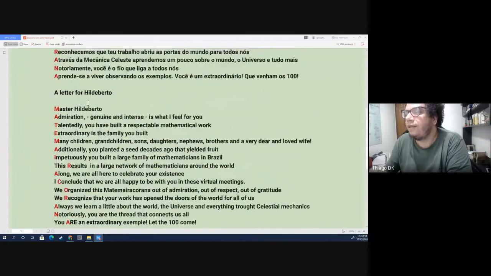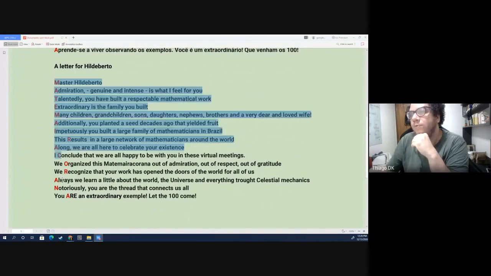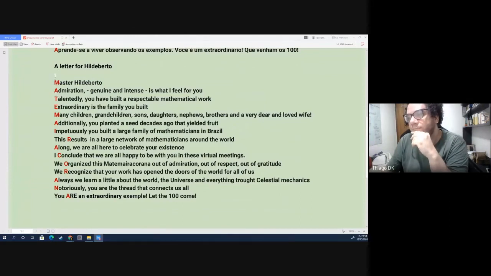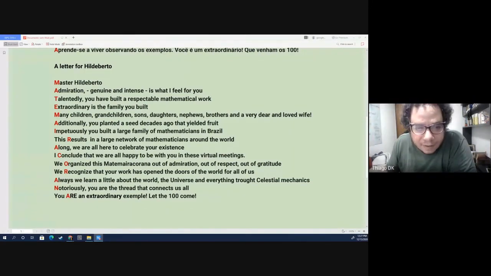Then, this is the poem in English, but I'm not able to put the initials of the event in English. I don't have English for this. Then, this is it.